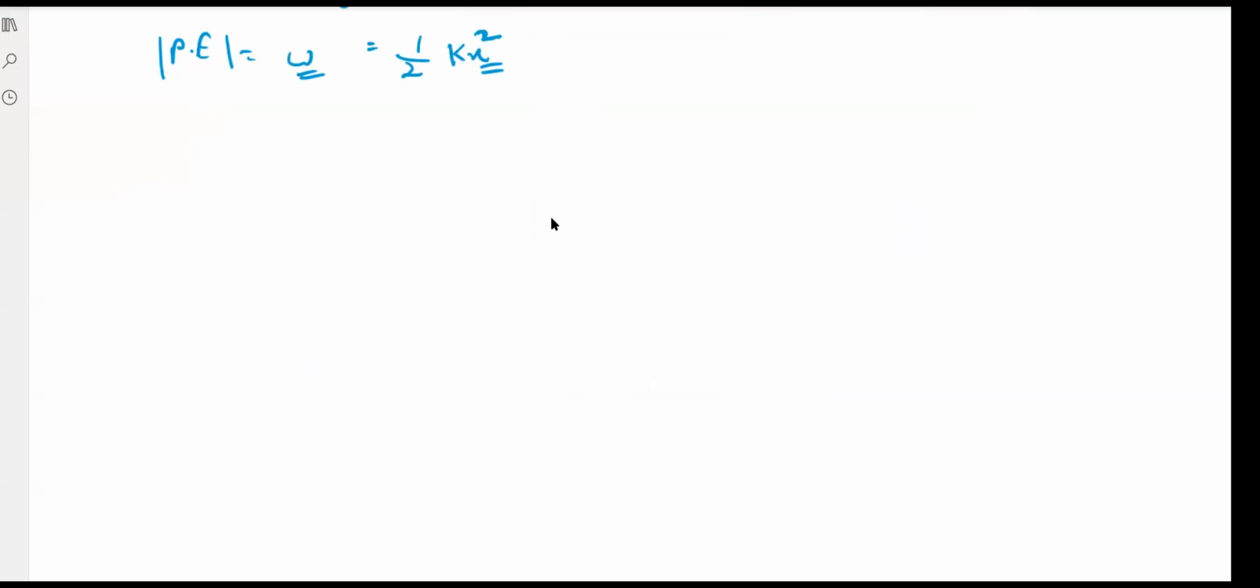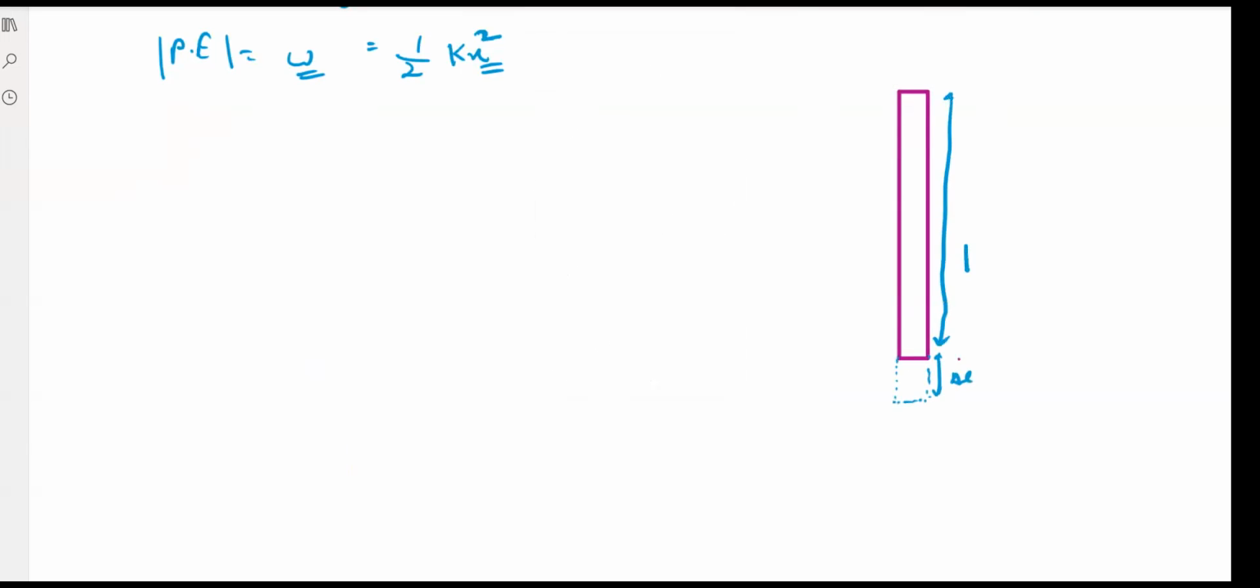Suppose I talk about an elastic rod, okay? This is the elastic rod, and it is being extended. Suppose it is extended by this length, which is delta L. This is the complete length, capital L. A is given, Y is given, right?